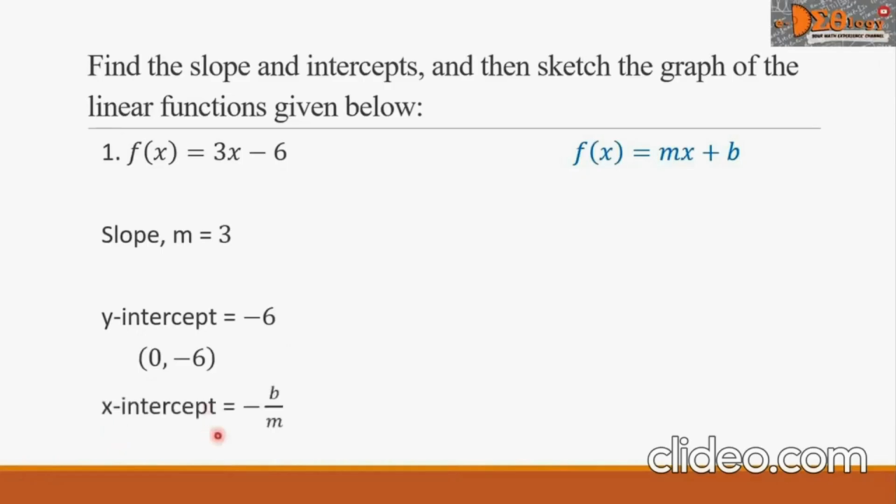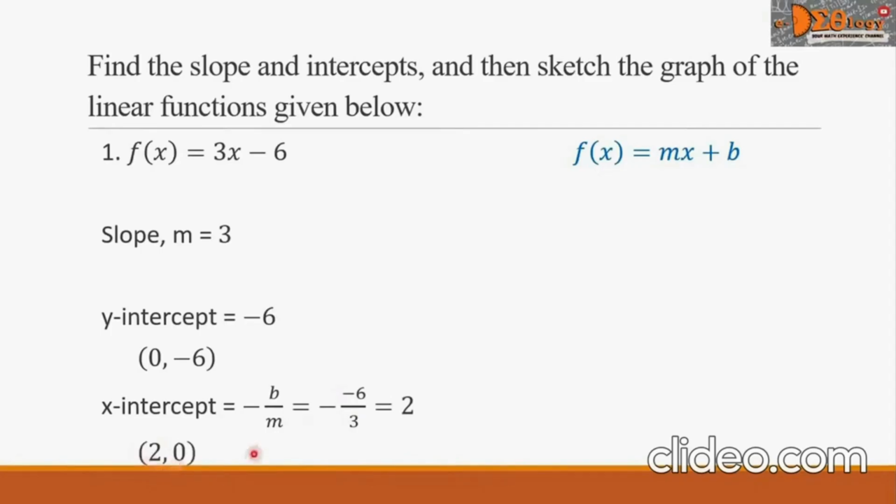For the x-intercept, we're going to use this formula, negative b over m. Substituting the values, this is equal to, first, b is negative 6 over m, which is 3. And then negative and negative becomes positive, and 6 divided by 3 is equal to 2. To show this as an ordered pair, we will write 2, 0.